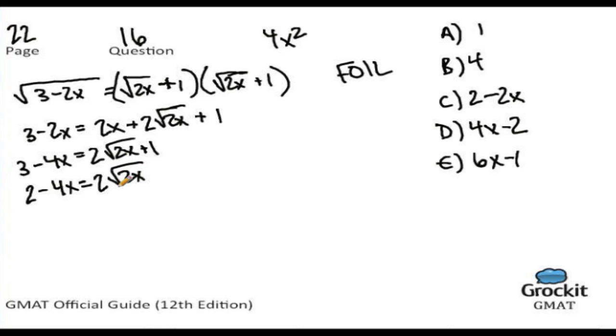And now once we have a radical, we can divide both sides by 2. Again, we're trying to get the radical on its own, so then we get 1 minus 2x. We've divided this whole thing by 2 and gotten rid of the 2 over here. So we get 1 minus 2x equals the square root of 2x.